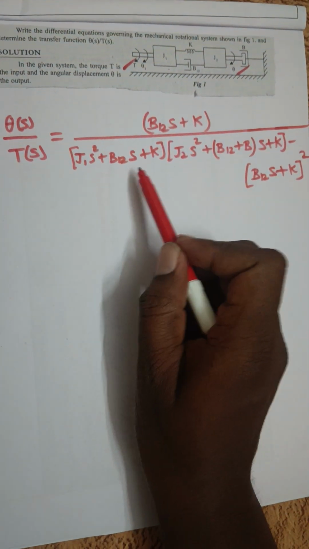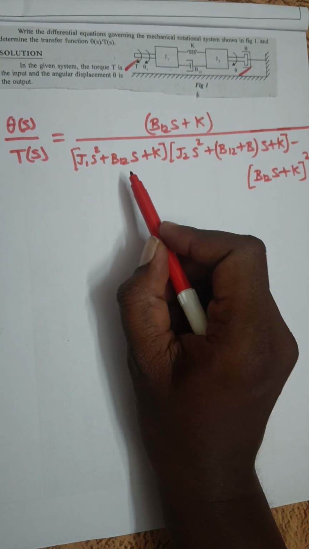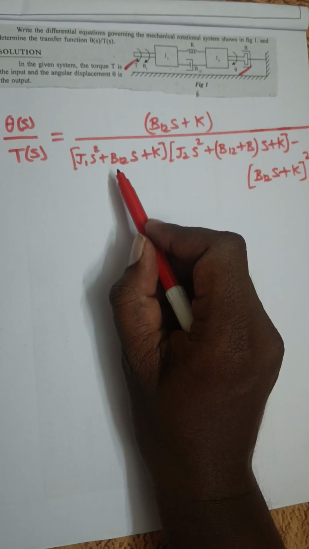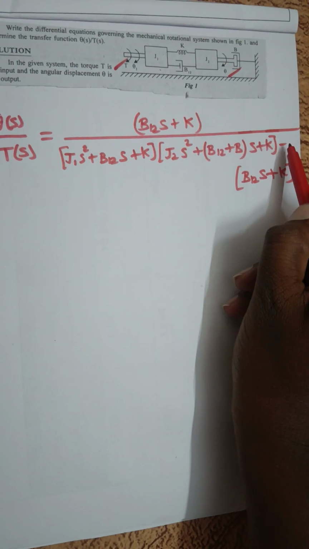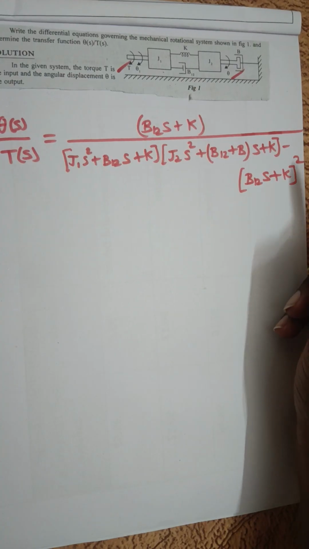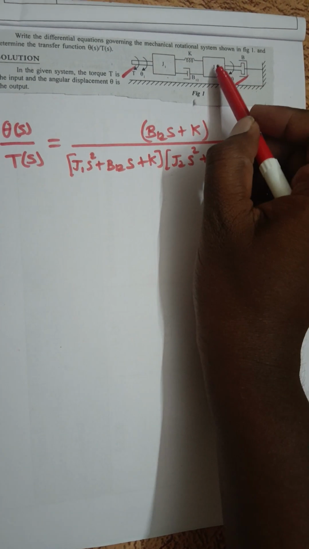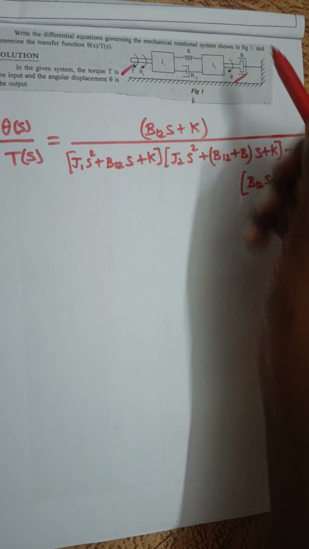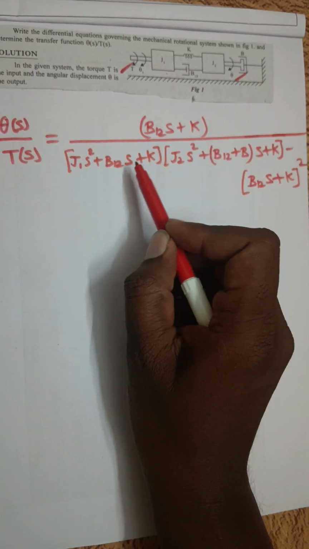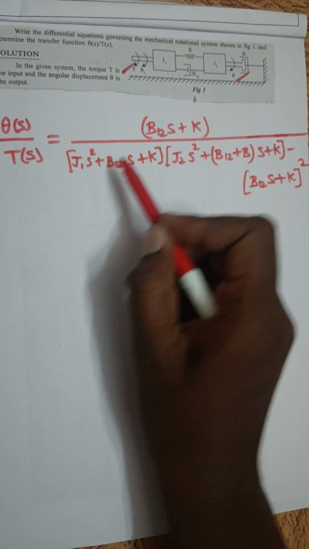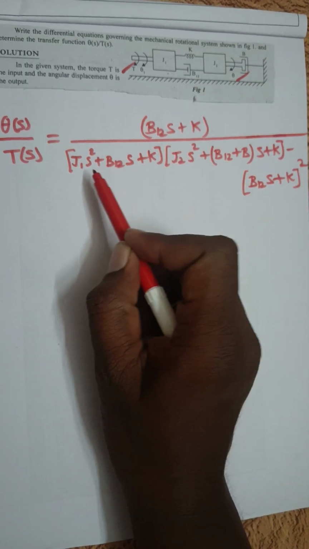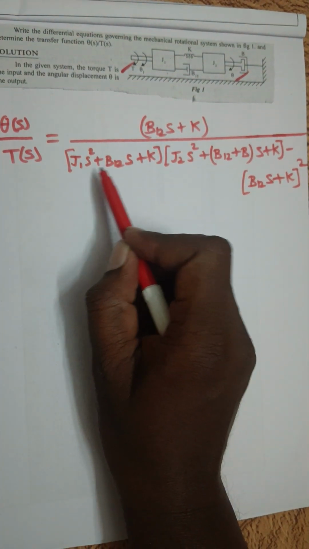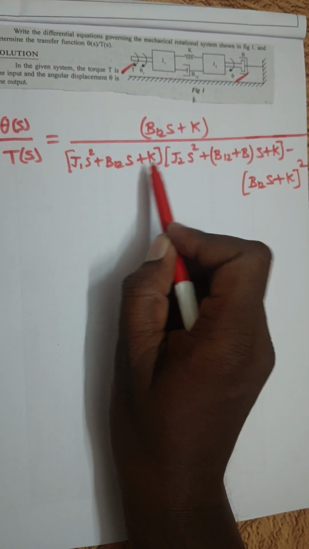So the denominator is very simple. First you should write the elements associated with J1 and then the elements associated with J2, minus the square of the elements connected in between J1 and J2. The elements associated with J1 are J1, B12 and K. So you should write it as J1 S square plus B12 into S plus K.